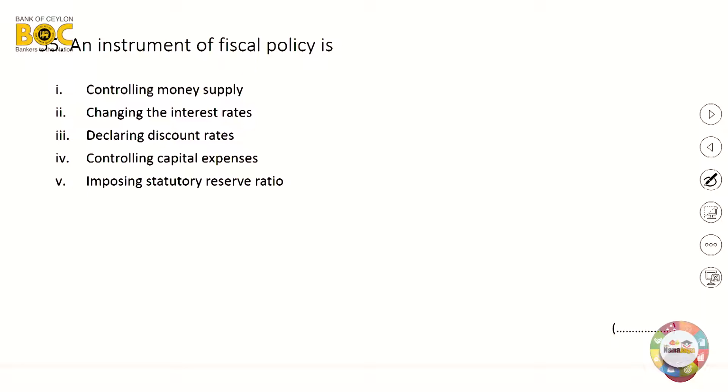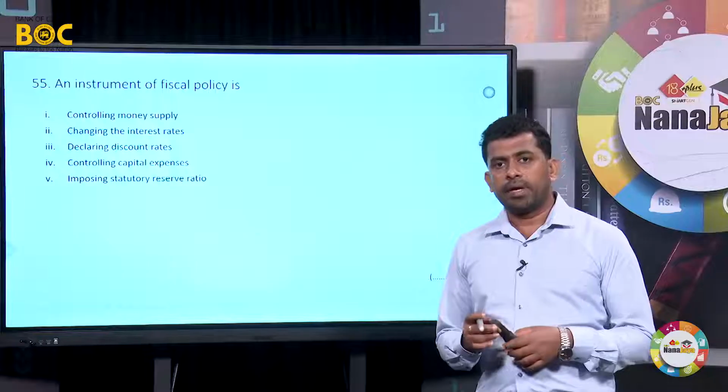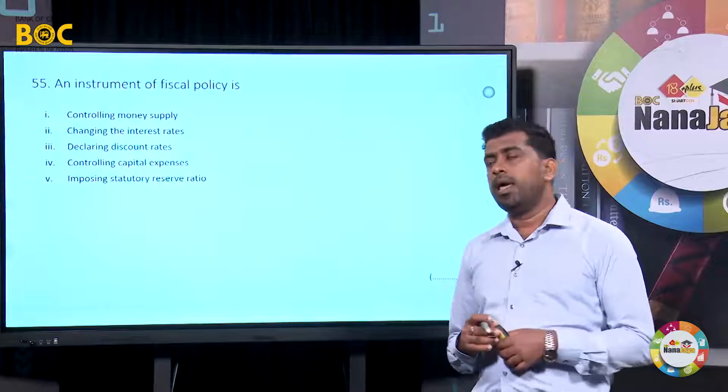Question number 55. An instrument of fiscal policy is, basically, fiscal policy instruments we can divide into two parts as government income and government expenditure. Government income can be divided again into two parts as tax income and non-tax income. Government expenditure we can divide into two parts as recurrent expenditure and capital expenditure.